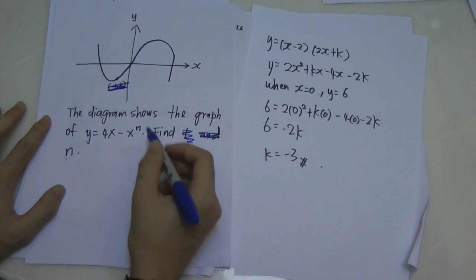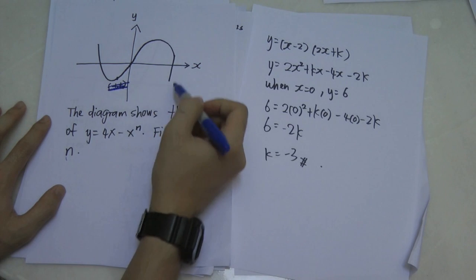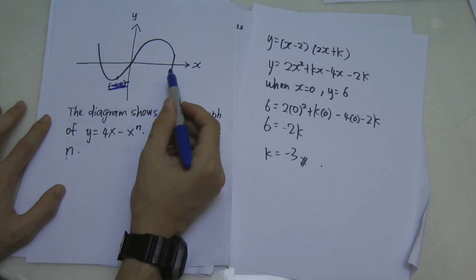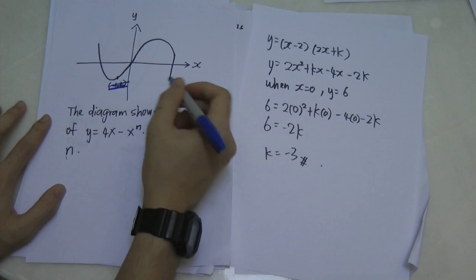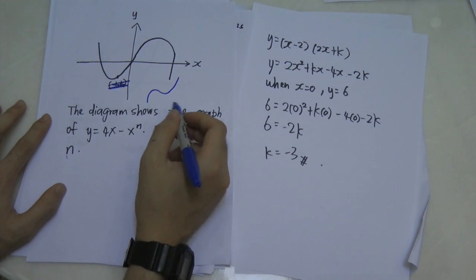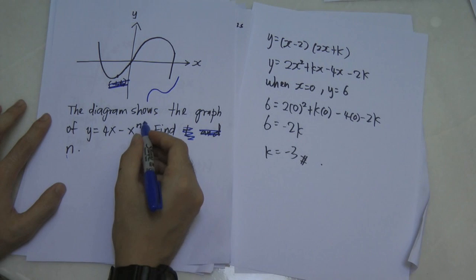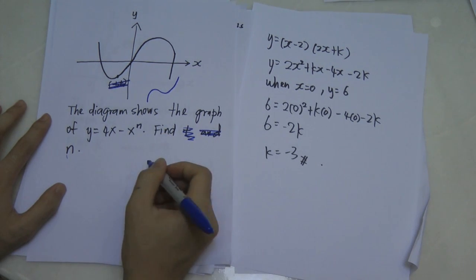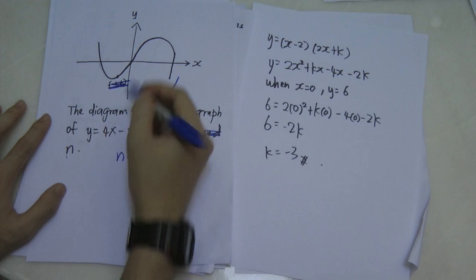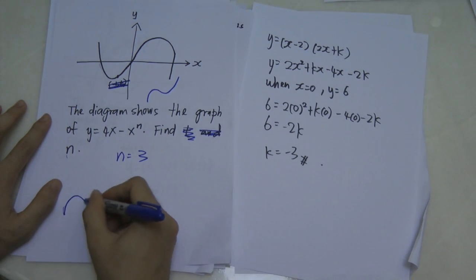So over here, for this kind of pattern, you have to think whether this one is quadratic, cubic, linear, or reciprocal. So I say this one is the reciprocal. Well, not reciprocal, this one is the cubic. So for cubic, the highest power will be 3. So n will equal to 3. Alright, because this kind of pattern actually is the cubic graph.